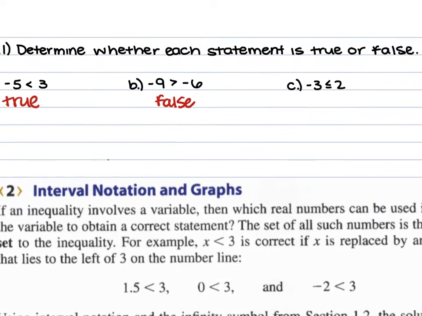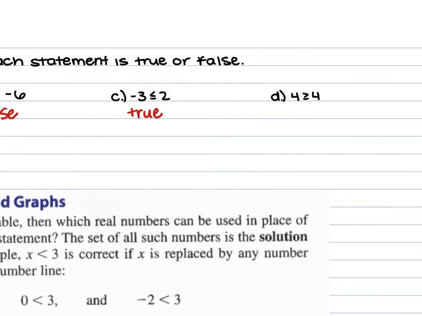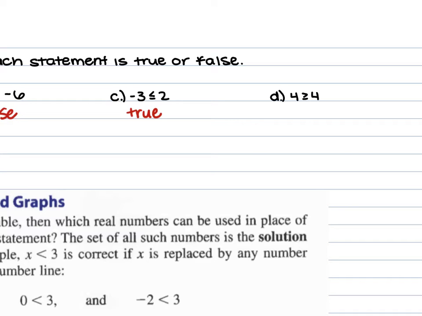For C, we have -3 is less than or equal to 2. Again, any negative number is always less than a positive number, so this is true. And then for D, we have 4 is greater than or equal to 4. Because there's that line underneath that inequality sign and it is also equal to, this is true.